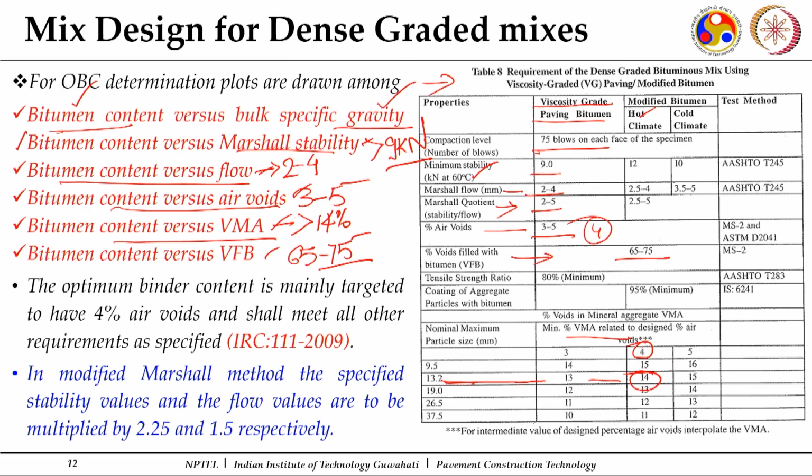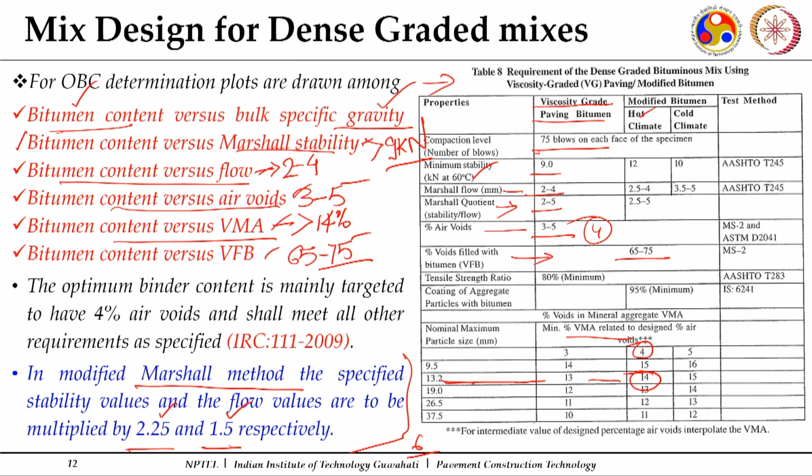Now, this is when the standard Marshall method of mix design is used. When you are using a modified Marshall method of mix design, the stability requirements and flow requirements are to be multiplied by 2.25 and 1.5. So, the stability of 9 kilonewton will be raised to 9 into 2.25, and the flow of 2 to 4 becomes 3 to 6, because it is multiplied by 1.5. This is because you are making 6 inch specimens.